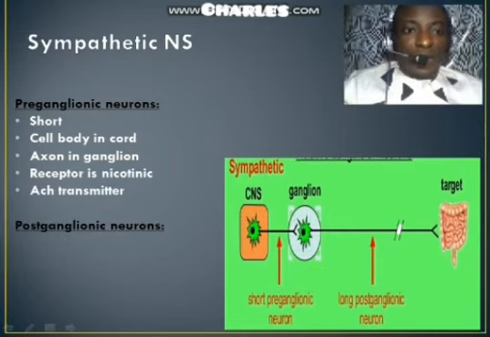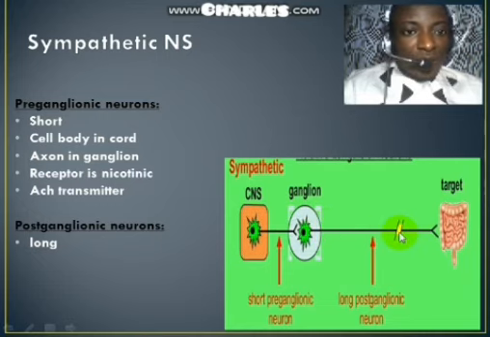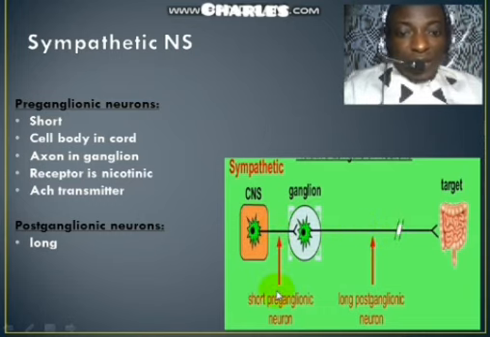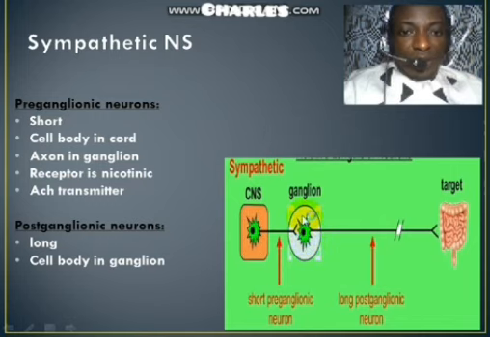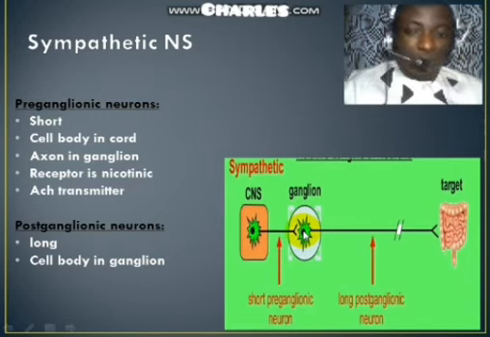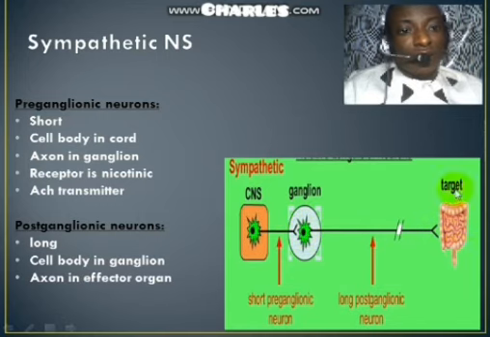The postganglionic fiber of the sympathetic nervous system is long. As you can see from the diagram, this is the postganglionic fiber of the sympathetic nervous system, and it is very, very long when compared to the preganglionic fiber. Now the cell bodies lie in the ganglia. This is the cell body, and it lies right inside the ganglia. Axons of the postganglionic fiber of the sympathetic nervous system actually terminate at the effector organ.